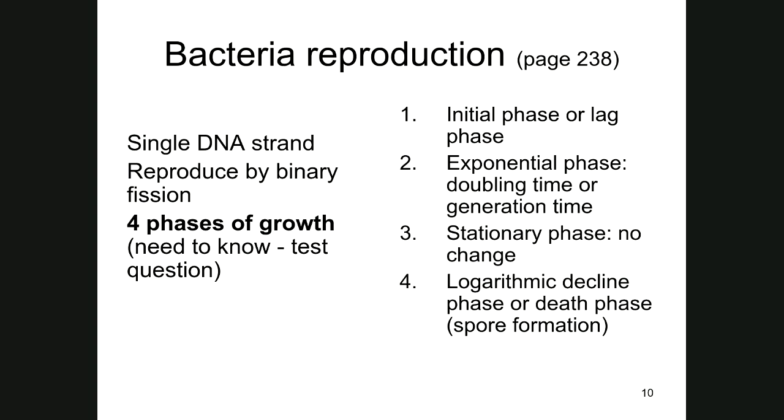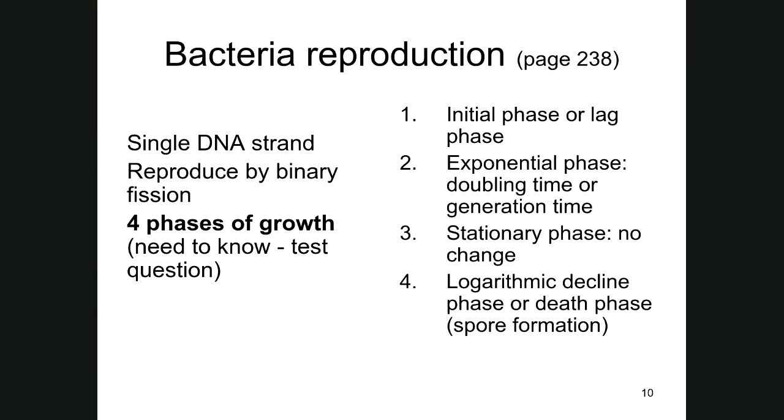Okay, bacteria reproduction, page 238. All bacteria are a single DNA strand. Okay, they reproduce by what's called binary fission, and there's four phases of growth. You need to know these. This is a test question. I might ask you to put them in order. I might ask you to list them. I might say which stage is missing on a multiple choice question.